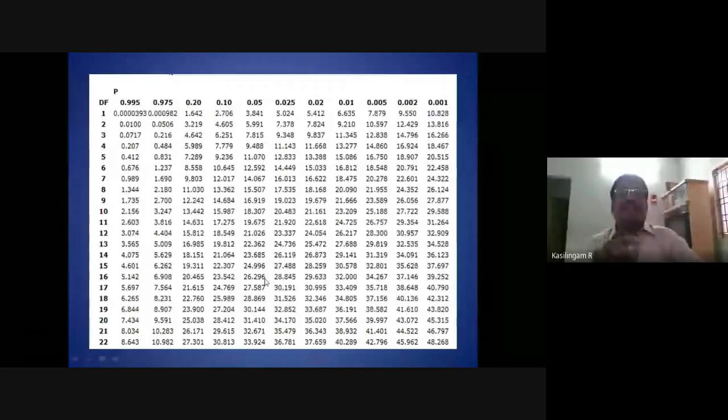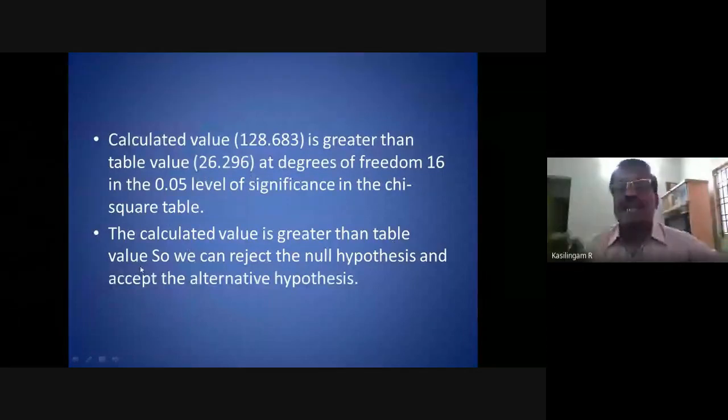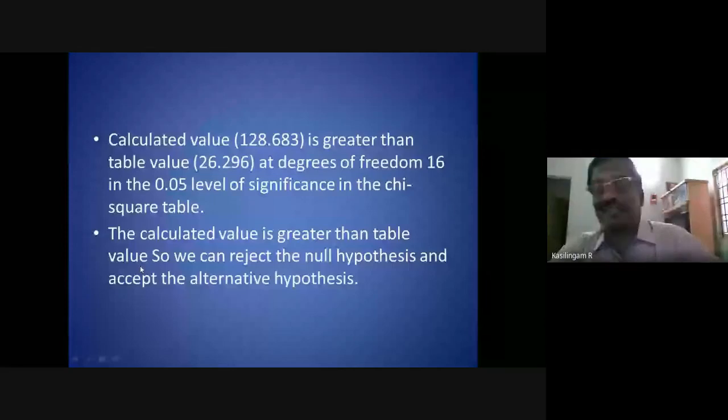26.296 is nothing but the table value. Now, the calculated value is 128.683. The table value is 26.296. The calculated value is greater than the table value 26 at 16 degrees of freedom at the 5% level of significance in the chi-square table. So this is what we have seen: the calculated value is greater than the table value. So we can reject the null hypothesis and we accept the alternate hypothesis.